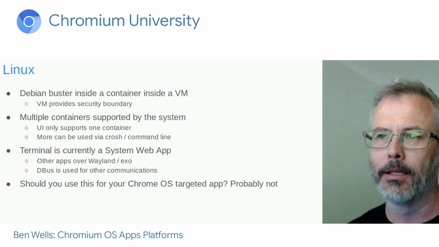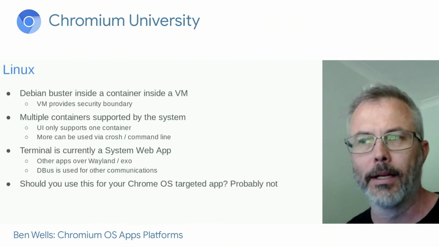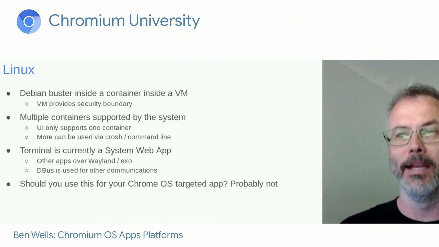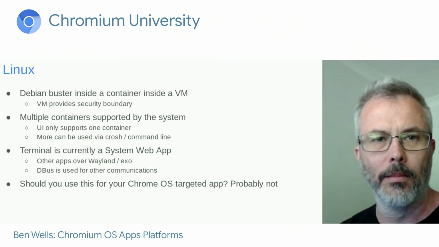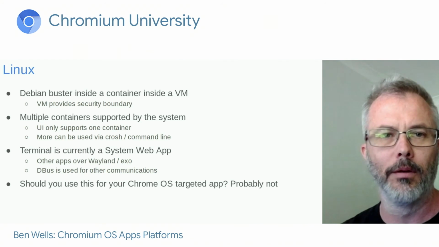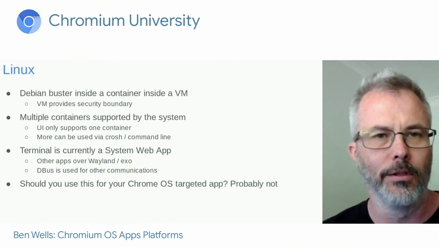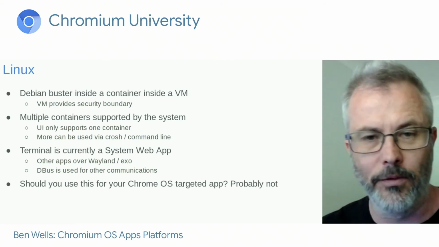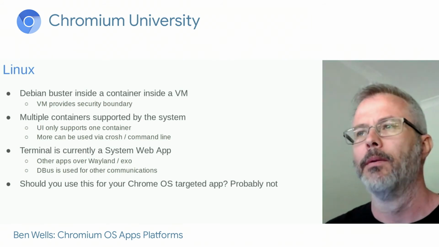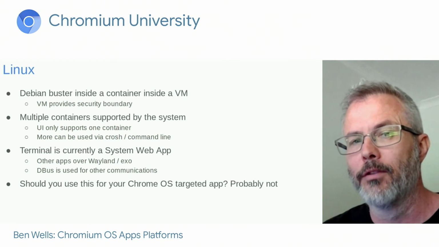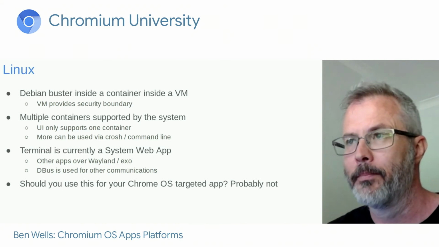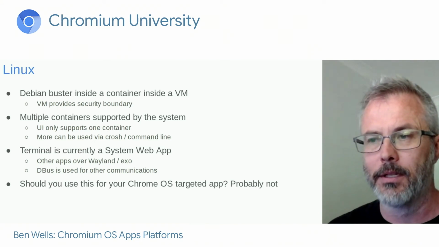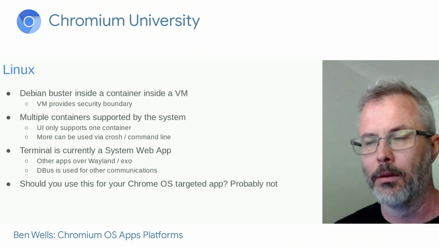Technically, the Linux thing is a Debian Buster running inside a container, running inside a VM. And the VM provides the security boundary. Multiple containers within that one VM are supported by the system, but at the moment, there's only one primary container, which is supported by the UI. So if you go through all of the UI, you get one container. If you really want, you can have multiple containers, but you need to use crosh to start them and to interact with them. The terminal itself is something called a system web app, which we'll get to.